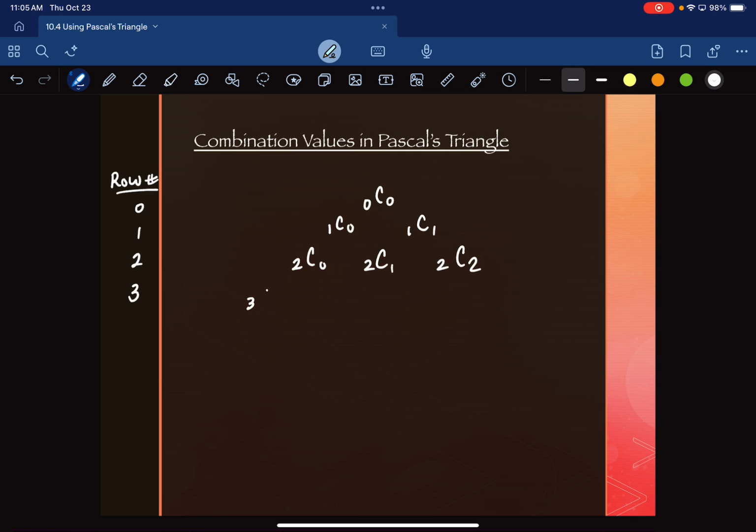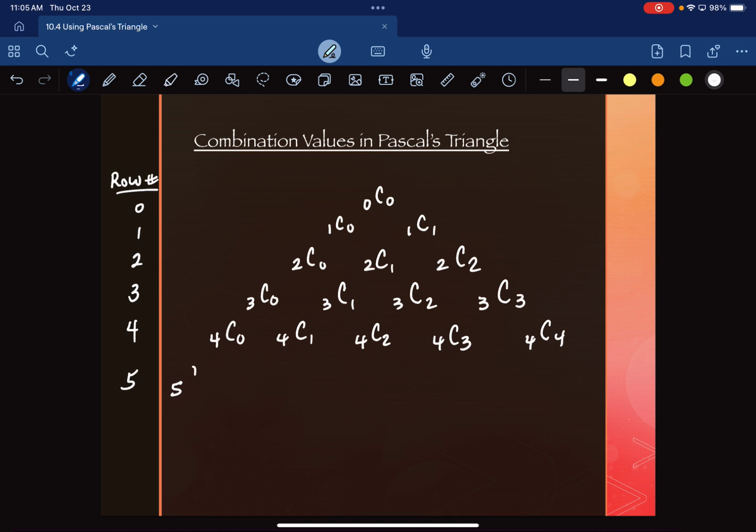On row 3, it's 3C0, 3C1, 3C2, 3C3. On row 4, we can do 4C0, 4C1, 4C2, 4C3, 4C4. And I've got enough space with the way that this pans out to write one more row widthwise, so I'll do one more. 5C0, 5C1, 5C2, 5C3, 5C4, and 5C5. So jot those down.